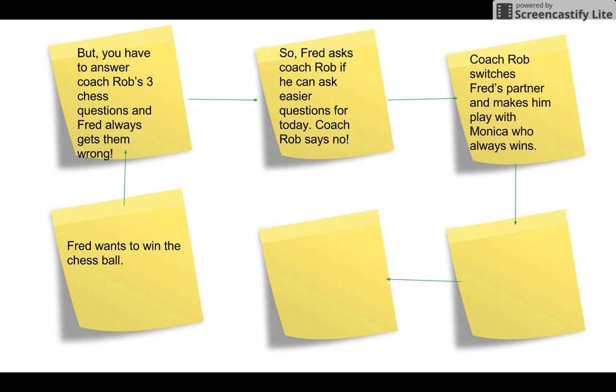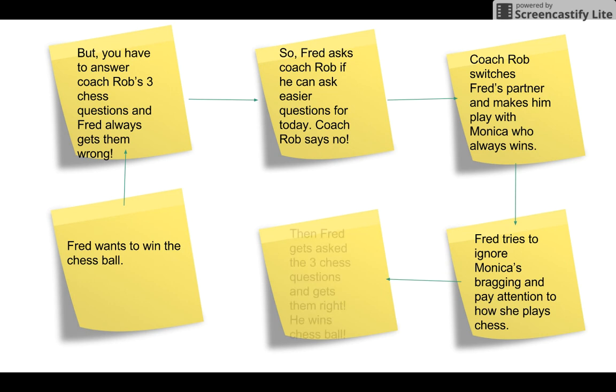Our problem continues when Coach Rob then switches Fred's partner and makes him play with Monica. Monica always wins. And guess what? She's really big into bragging. Ugh, not fun. Our uh-oh got even bigger. Fred's trying really hard to ignore Monica's bragging and trying to pay attention to how she plays chess. Uh-oh. Now we're ready for our phew. Fred gets asked 3 chess questions, and guess what? He gets them all right. He wins chess ball. Yay!